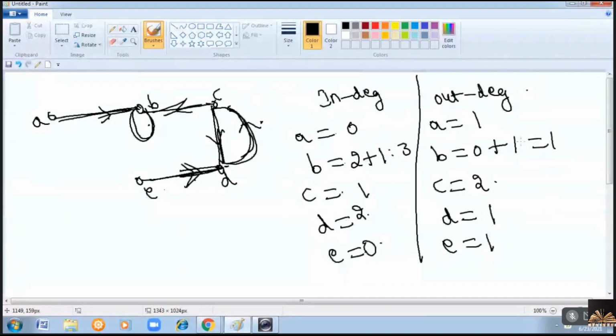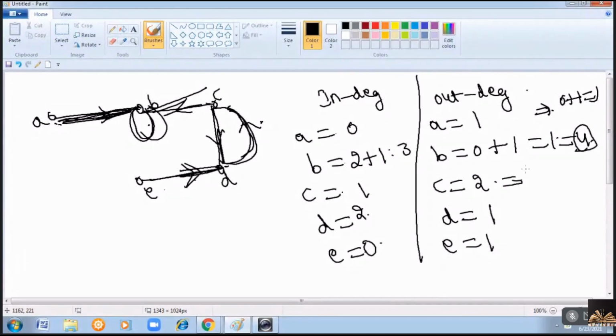So when you add this in degree and out degree, you will get the degree of a vertex, that is, in the undirected graph. So for A, 0 plus 1 is 1. So assume that there is no direction here. Then what will be the degree of this vertex? 1. How many edges are incident with it? 1. Similarly, coming to B, 3 plus 1 should be 4. If there is no direction, how many edges are incident with B? 1, 2, and this loop contributes 2. 2 plus 2 is 4.